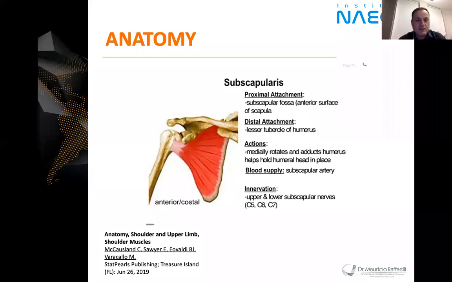And just like Dr. Amr, I would like to talk a little about anatomy. So to understand the subscapular lesion, I would like to have a brief review of the anatomy of the subscapularis. The subscapularis origin is from the anterior surface of the scapula, and its insertion is in the lesser tuberosity of the humerus. It has blood supply through the subscapular artery, and innervation from the upper and the lower subscapular nerve.